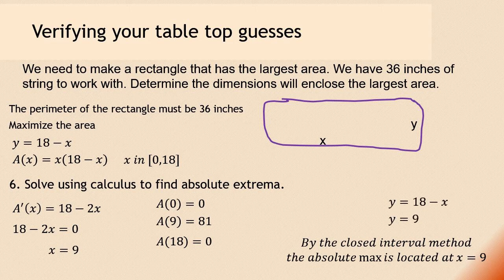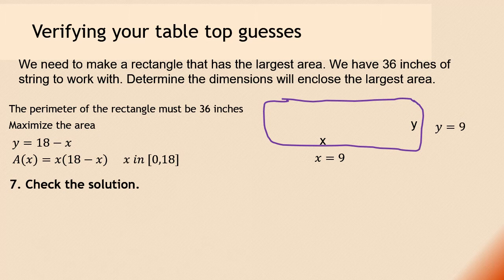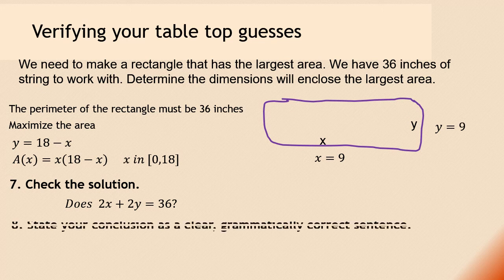So now if we figure out what y is, 18 minus x. We discovered that earlier. And so y is equal to 9. So it sure looks like our dimensions that will give us the greatest area are 9 by 9. Check the solution. Well, you can check with the constraints. Do the dimensions that we found fulfill the constraints? They should if we didn't do anything wrong, because we used them in our calculation of area.